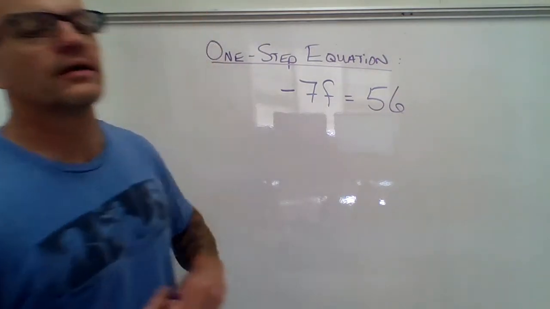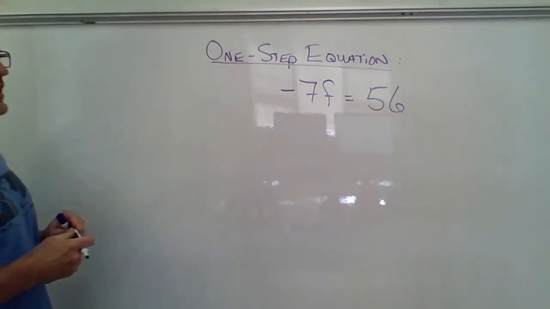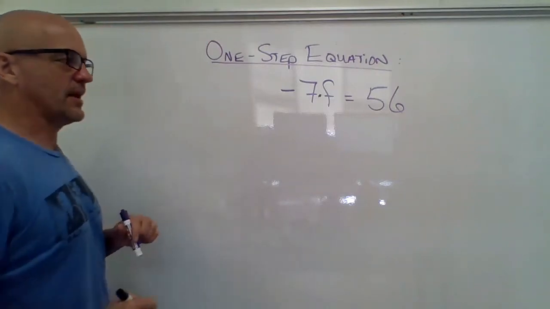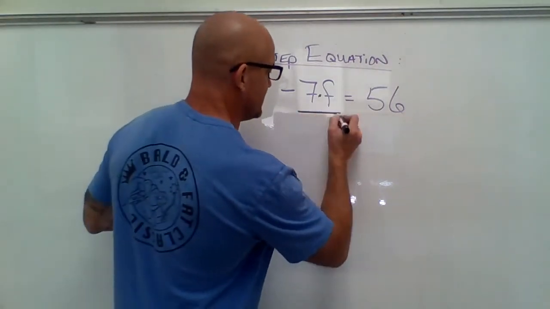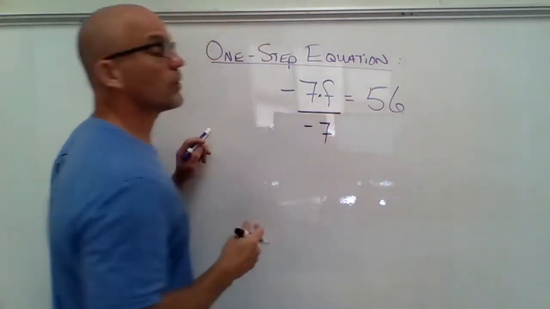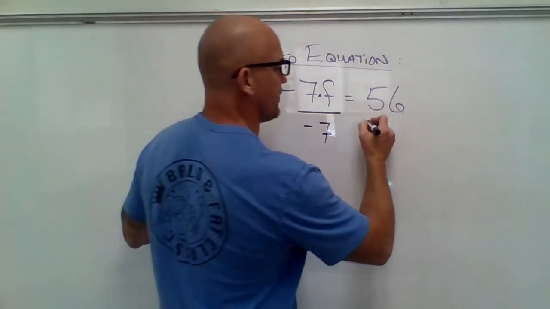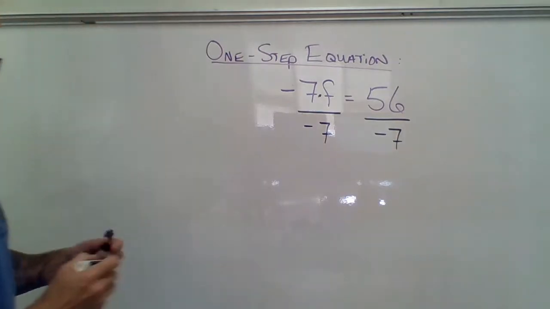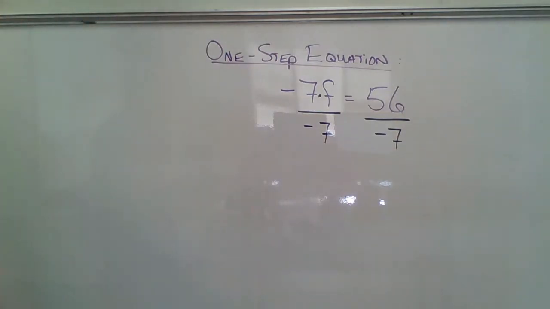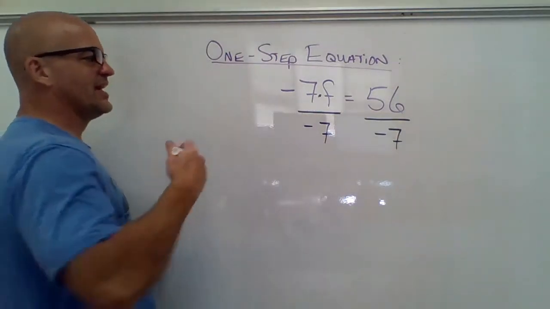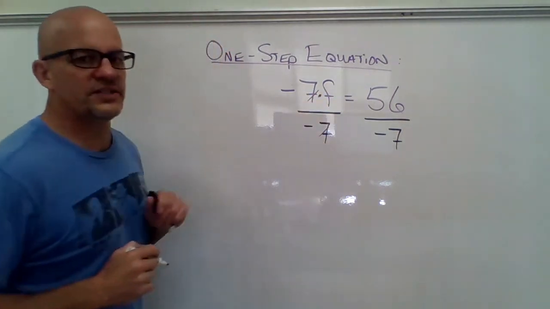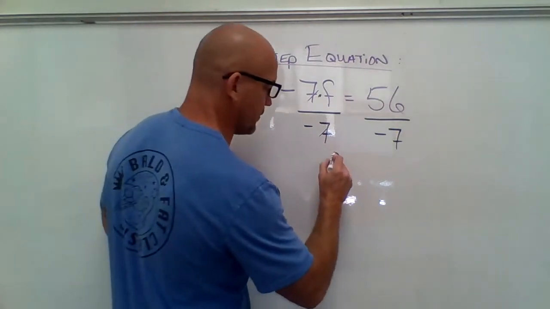How do we tear that apart? We use the inverse operation. So to get rid of that -7 being multiplied to f, I'm going to get rid of it by dividing. I'm going to show that with a division bar or a fraction bar. So I'm going to divide both sides by -7. This is me showing my work. Now, -7 times f and then being divided by -7, since multiplying and dividing are inverse operations, they will undo each other. That means all I have left over here is f.